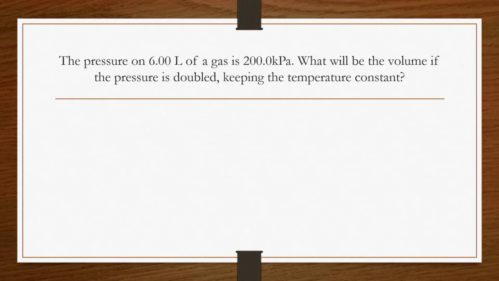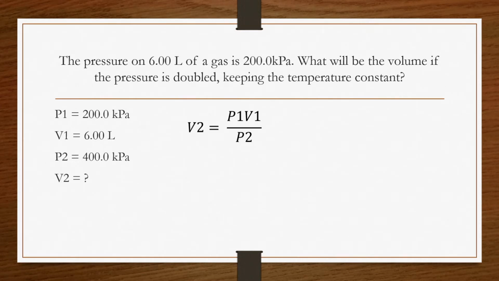Number 2. If the pressure on 6 liters of a gas is 200 kPa, what will be the volume if the pressure is doubled, keeping the temperature constant? So the pressure number 1 is 200 kPa and the volume is 6 liters. The pressure is doubled, so it will become 400 kPa and we are looking for V2. So we will use the formula V2 = P1V1 over P2 and the answer will be 3 liters.